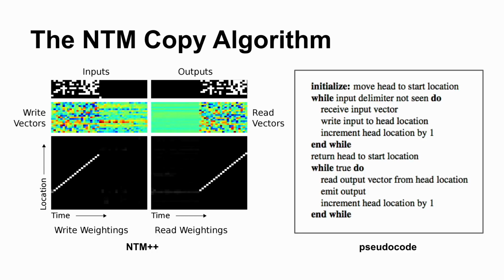And then you jump back to the start location, and typically you're going to do that using associative lookup. So you left something at the start. You left a kind of flag at the head of your array such that you could find your way back to it associatively. And then you start reading these output vectors in. So before you were writing, now you're reading. You emit the output, and again, you increment using your shift operator.